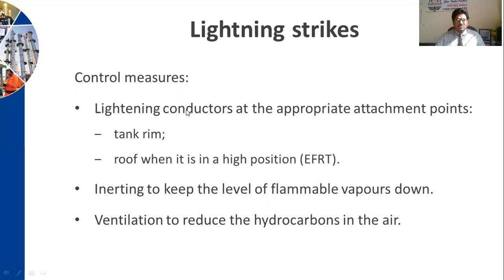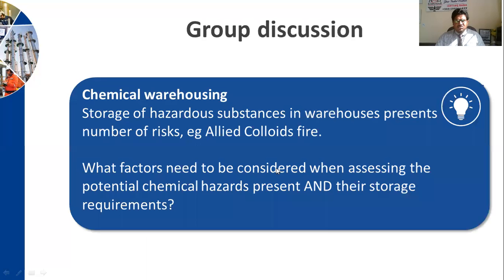Now, what are the control measures? Lightning conductors at the appropriate attachment points, tank rim, and roof when it is in a high position; inerting to keep the level of flammable vapors down; ventilation to reduce the hydrocarbon in the air. You can have a group discussion or start researching some of these points, like storage of hazardous substances in the warehouse, the number of risks. You can see, like Allied Fire, what factors need to be considered when assessing the potential chemical health risks presented at their storage requirement.